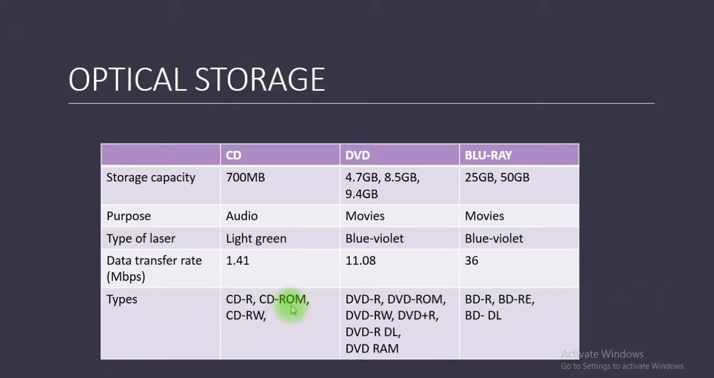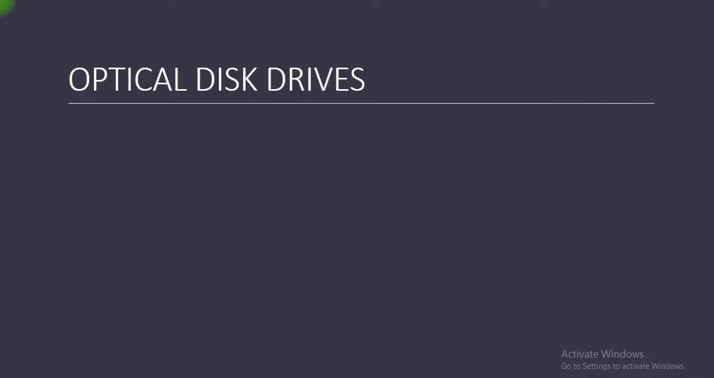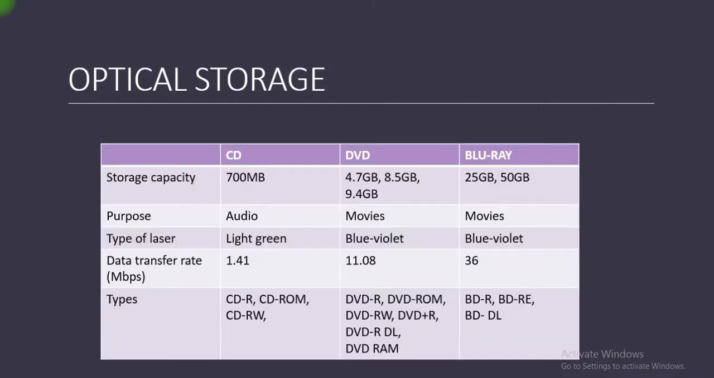Read only, that's what ROM means. For instance, remember earlier I made mention of those CDs that you may get with your text. Those are read only, so they come already with information. RW means that the media can actually be rewritten to multiple times. And the same principle applies to the others.